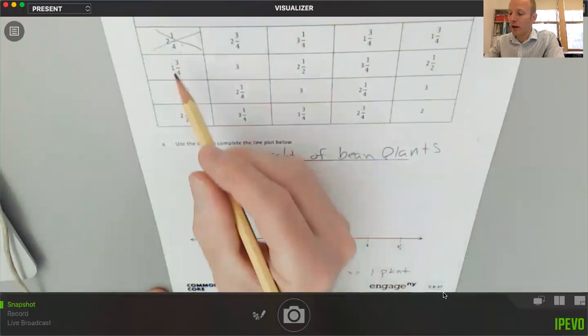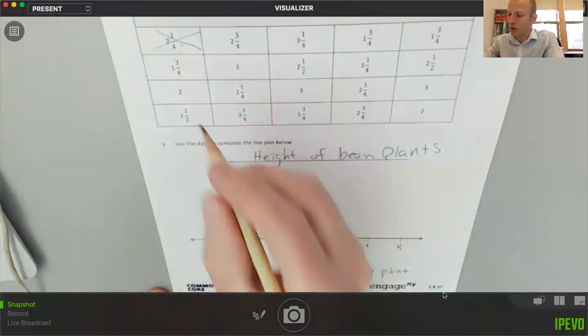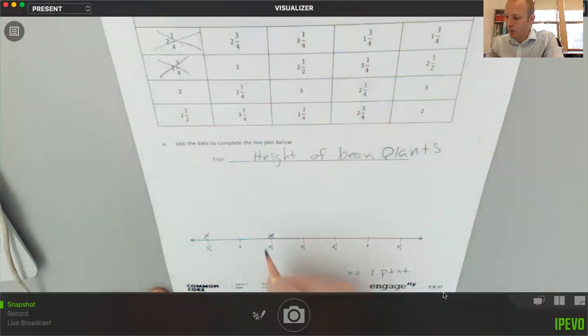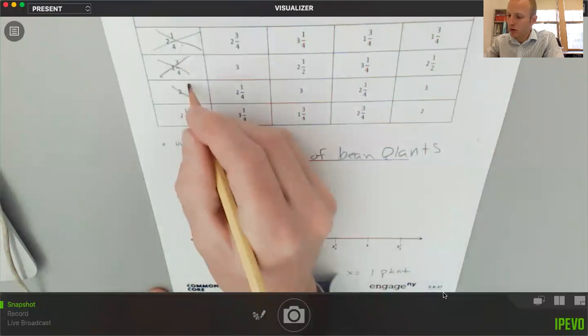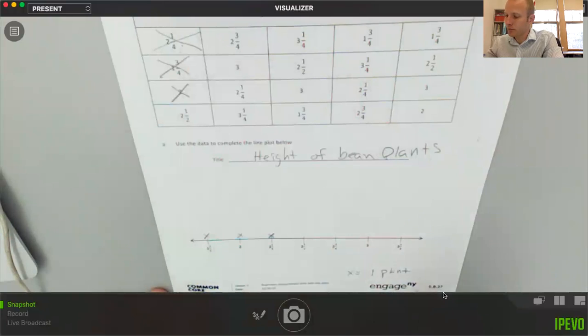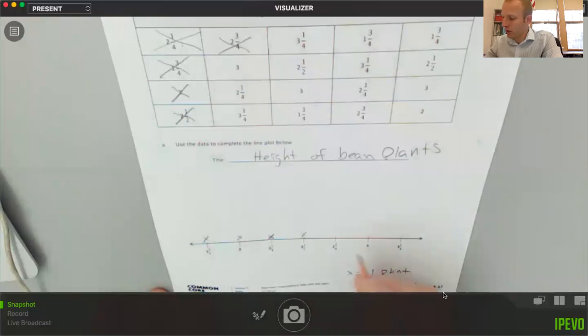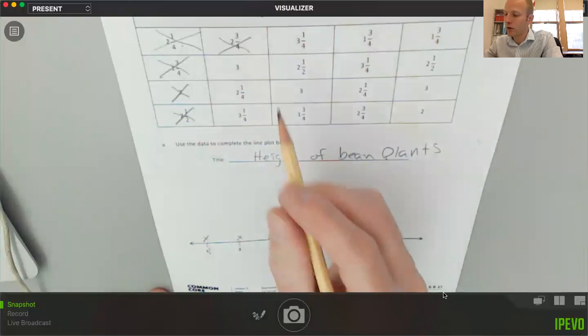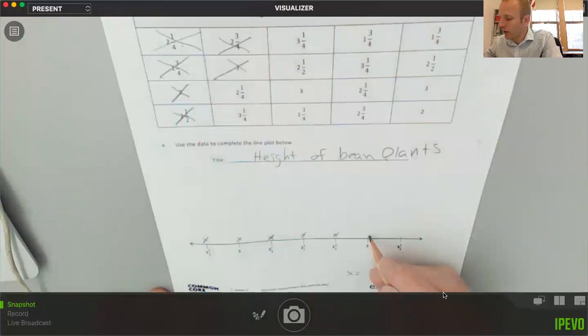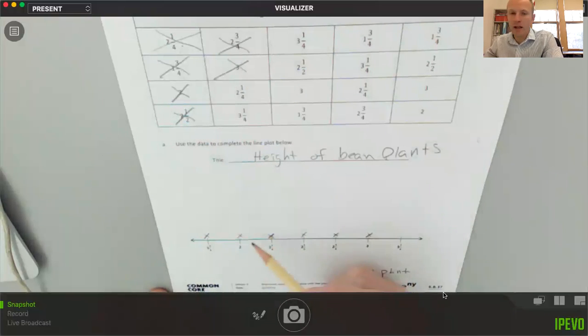And I'm just going to keep doing that. So 1 3/4 gets an X, so I can cross it off. 2 inches gets an X, so I can cross it off. 2 1/2 gets an X, so I can cross it off. 2 3/4 gets an X, so I can cross that off. And 3 inches gets an X, so I can cross that off. Each time I'm making an X, that's showing that one plant is that tall. So far we have one plant for each of these measurements, 1 3/4 all the way up to 3 inches.